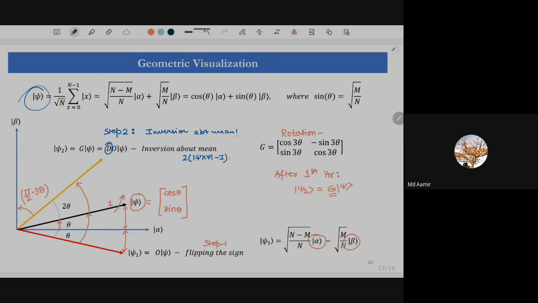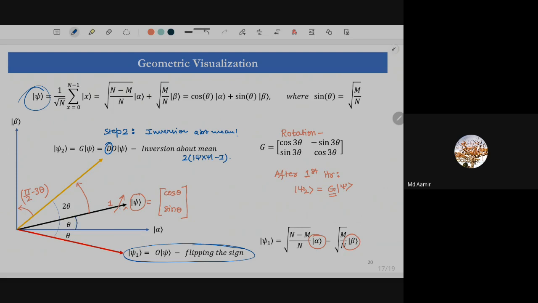So here we see that this psi 1 is actually coming from step 1, the flipping of the sign. And now what we have to do is take the inversion about mean, and that can be seen here. When we have this psi here, the mean is something of that sort, we can assume. So now we have to flip this psi 1 with respect to this psi. Let me erase a few things.